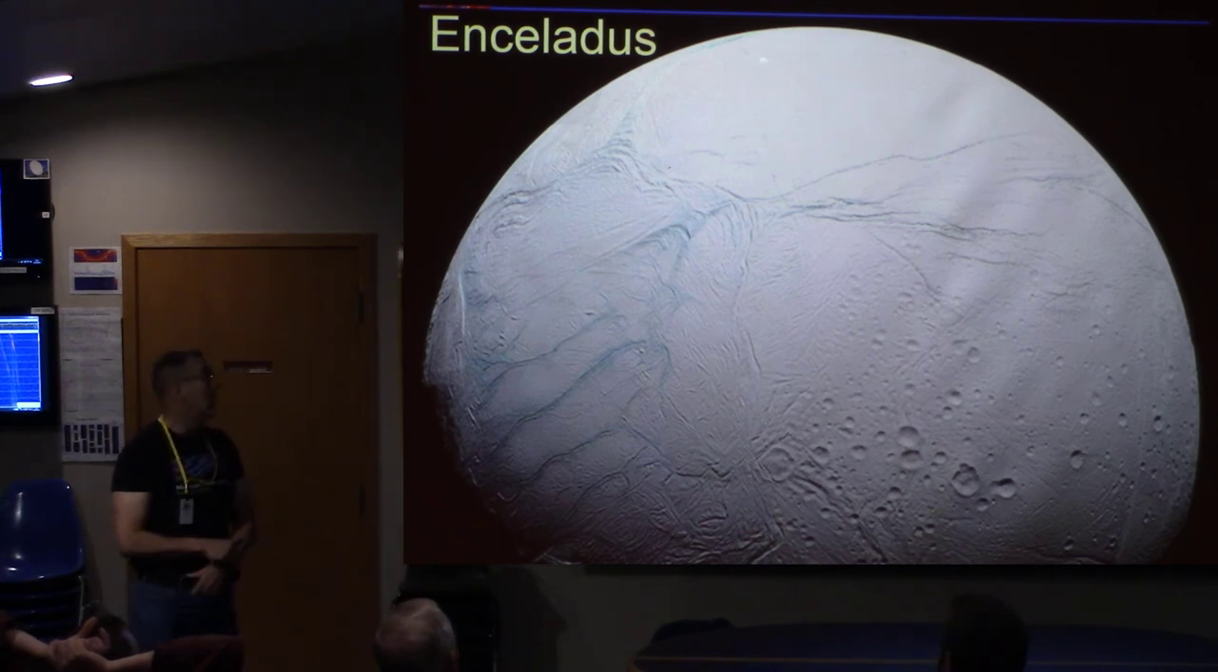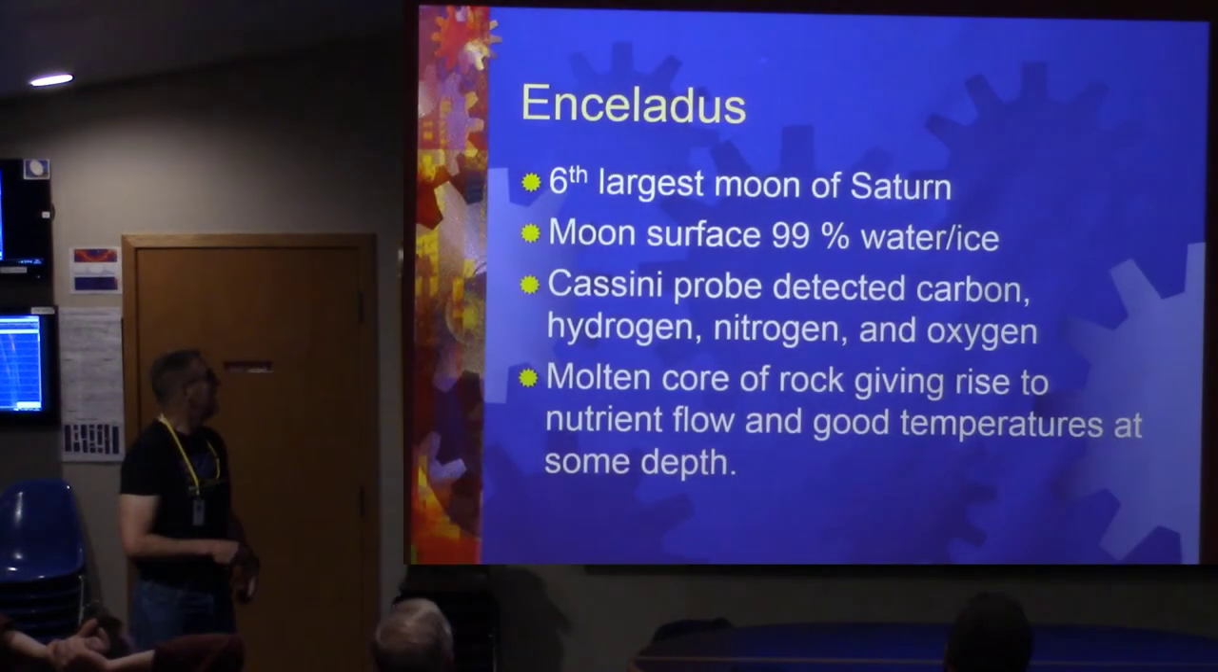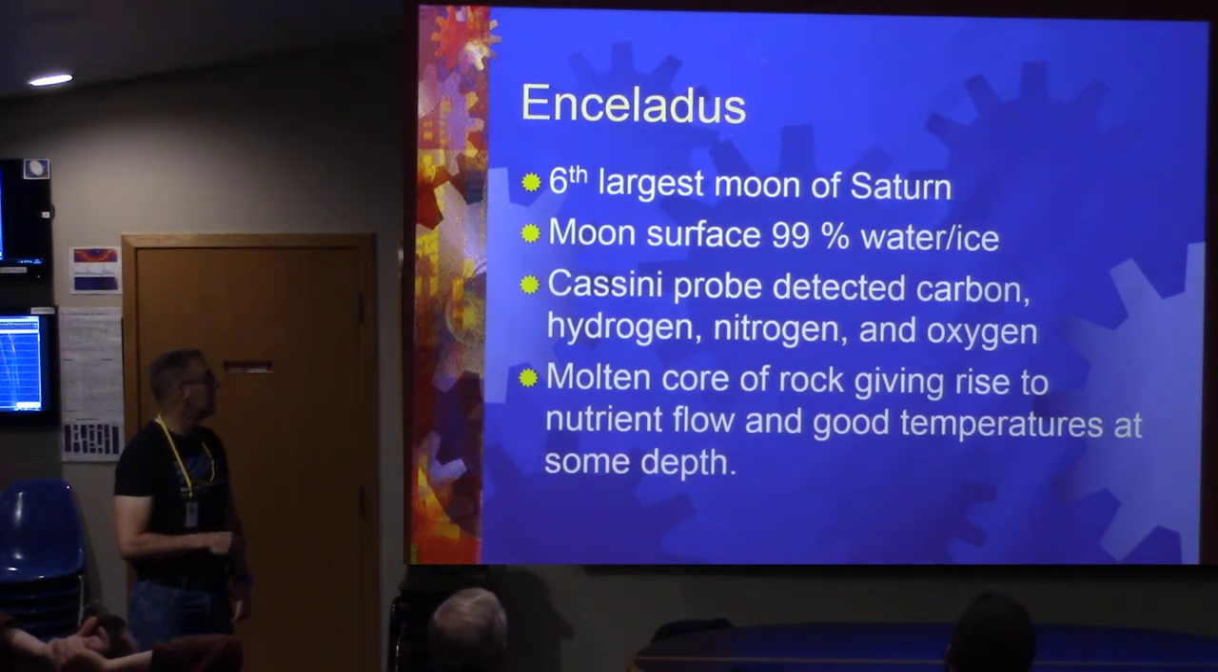Is it an ocean? Oh, yeah. Okay, that's good. Sixth largest moon of Saturn, 99% water ice at the surface. The Cassini probe detected carbon, hydrogen, nitrogen, oxygen. A molten core giving rise to good nutrient flow, good temperatures at some depth.